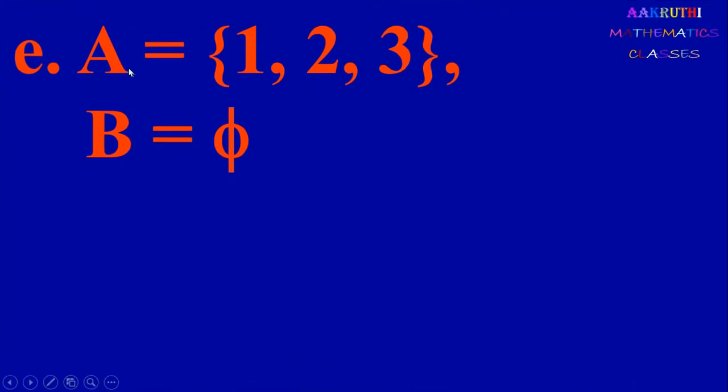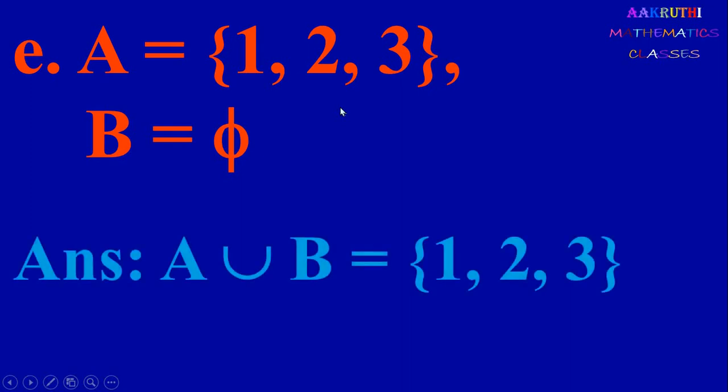Next question, A equals {1, 2, 3} and B is the empty set. Now when we take the union, always you will get the bigger set. Now here A is the bigger set, so therefore A union B is A only. So here A union B is {1, 2, 3}. Here there are no other elements to add. So A union B is A only here.